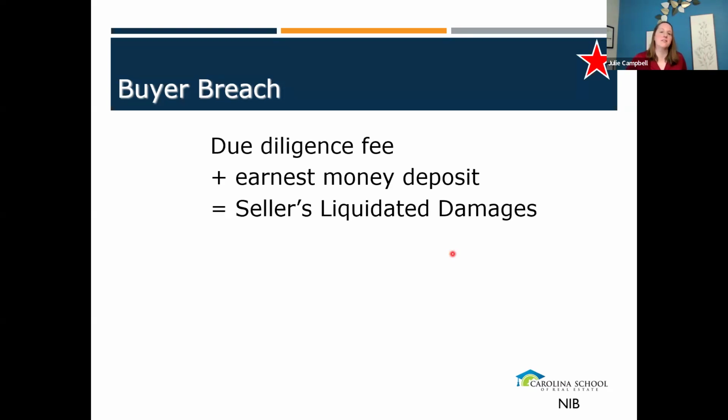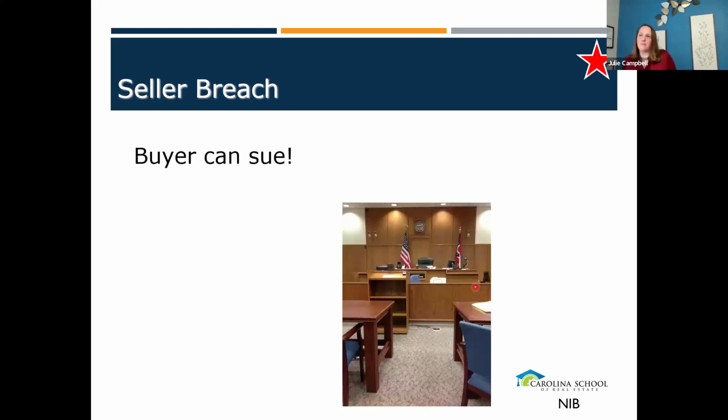And the contract goes on and says that's their sole remedy. The seller cannot sue the buyer. All the seller can get is their due diligence fee and their earnest money deposit if the buyer's in breach. If the seller breaches the contract, the buyer can sue the pants off of them. The buyer can go after them for compensatory damages. They can go after them for specific performance. All these contract remedies we talked about last week in Unit 9.